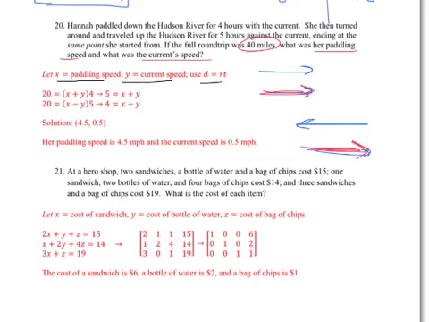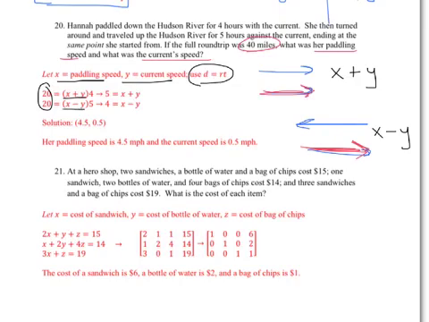Let's remember that distance equals rate times time. For each trip the distance is 20 miles, so it's going to be 20 miles for each equation, but the rate is going to be different. The rate on the way there is her paddling speed plus the current speed. On the way back, it's her paddling speed minus the current because she's working against the current. So these are the rates on the way there and on the way back.